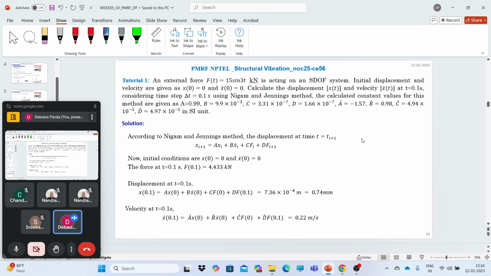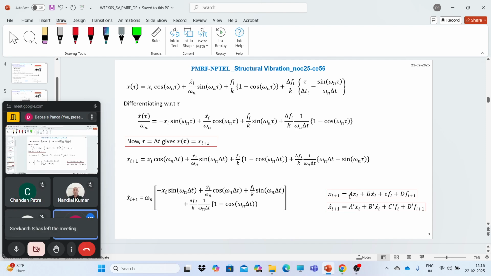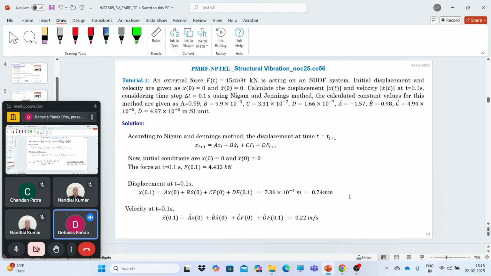The calculated constant values, like whatever we have seen here: to get the responses at i plus 1, we need to calculate the a, b, c, d values and a prime, b prime, c prime, d prime, which actually contain the information about the system, like omega n, what is the delta t, and what is the forcing function. So here the forcing function is given in terms of a sinusoidal force whose amplitude is given as 15 sine 3t.